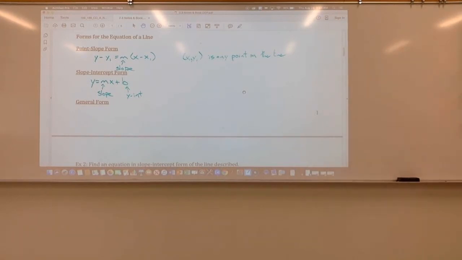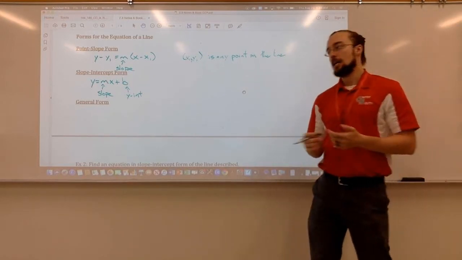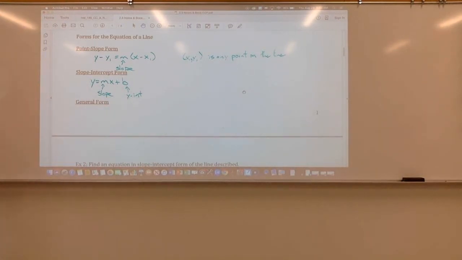Okay? So this equation is actually pretty useful, okay, when we're writing equations of lines. The one that we use least often is probably the general form. Does anybody know the general form of a line?